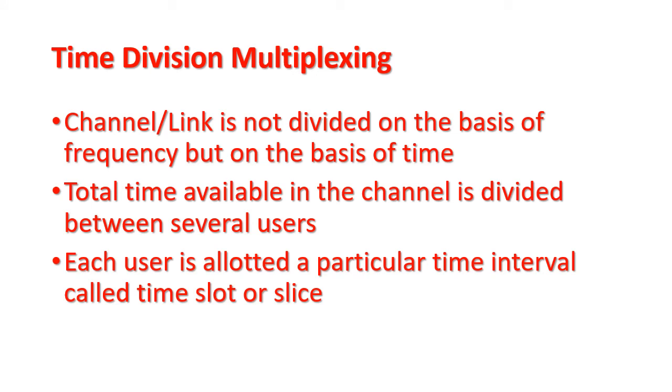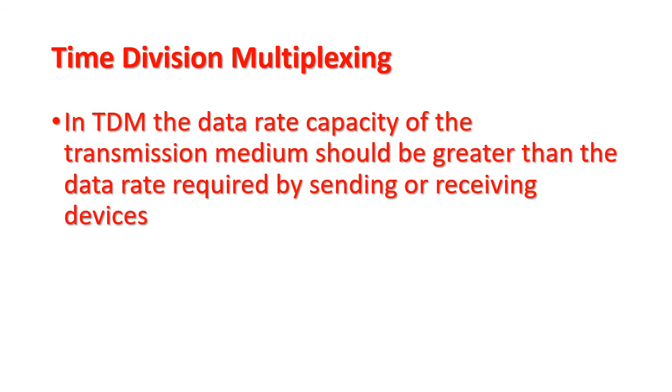Time division multiplexing. The channel or link is not divided on the basis of frequency, but on the basis of time. The total time available in the channel is divided between several users. Each user is allotted a particular time interval called a time slot or slice. In TDM, the data rate capacity of the transmission medium should be greater than the data rate required by the sending or receiving devices. And you must remember that TDM is a digital multiplexing technique.